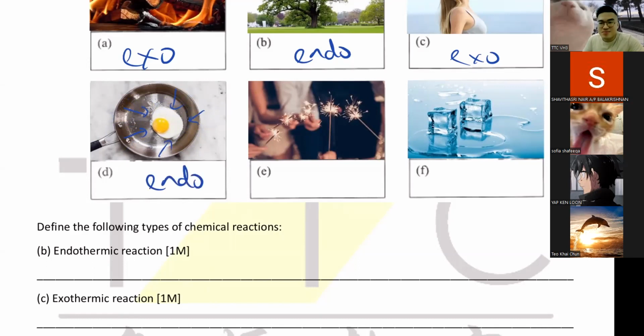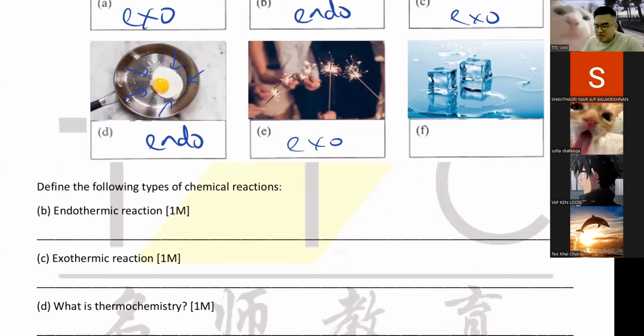So it's endo. You see, many people get tricked by this. You might say, sir, the surrounding gets hotter though. Yeah, the surrounding gets hotter, but the food absorbs heat. When you cook food, you want to give it heat, so the food will absorb heat and be cooked. So this one is exo, definitely. Ice is endo, because the surrounding gets colder.